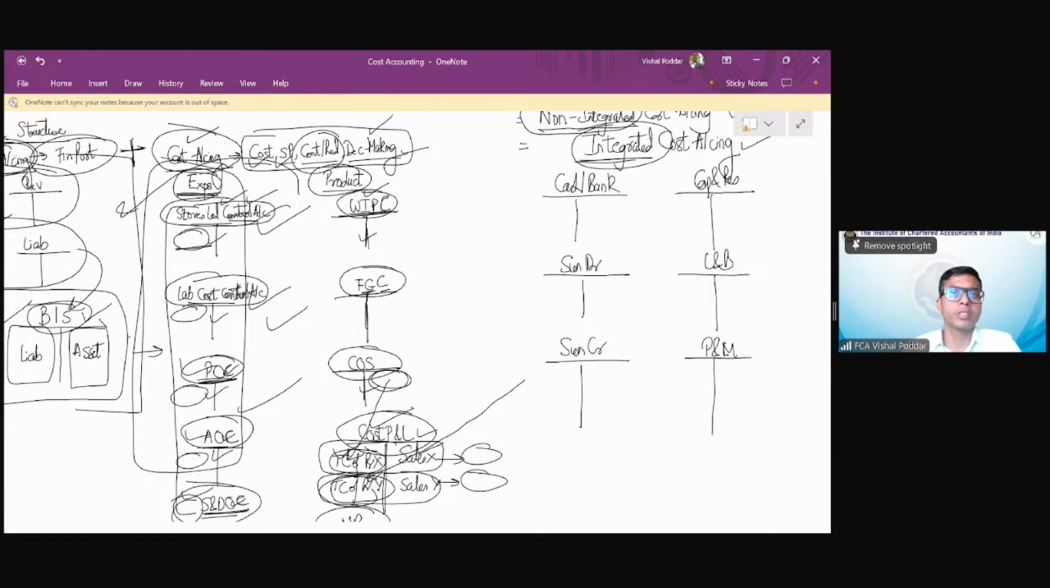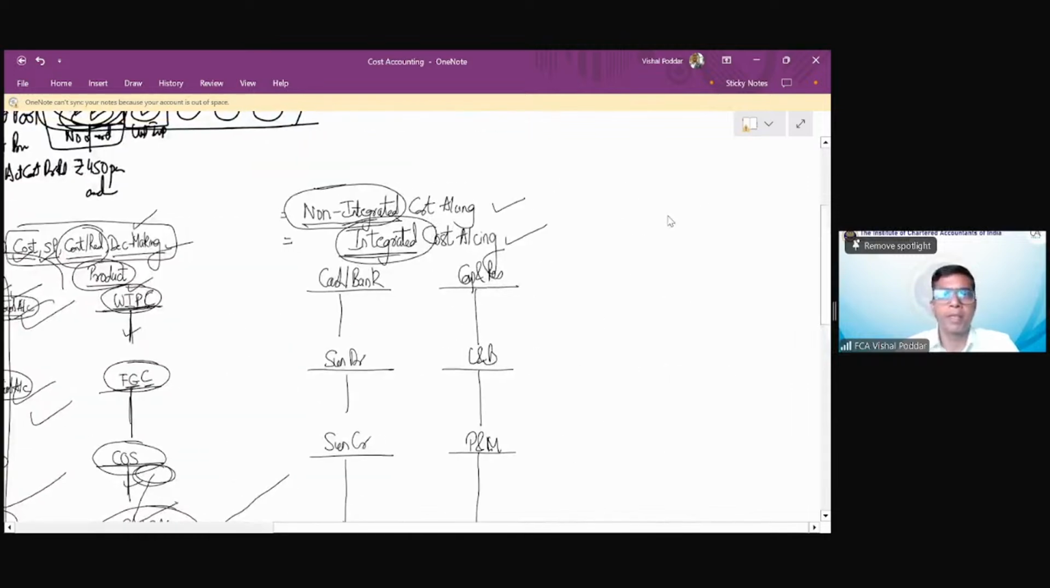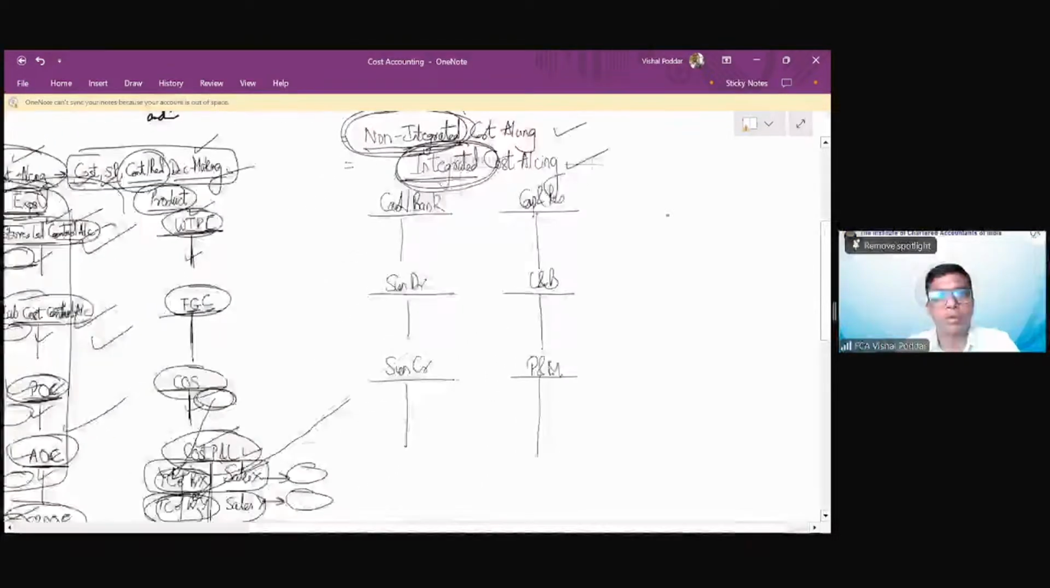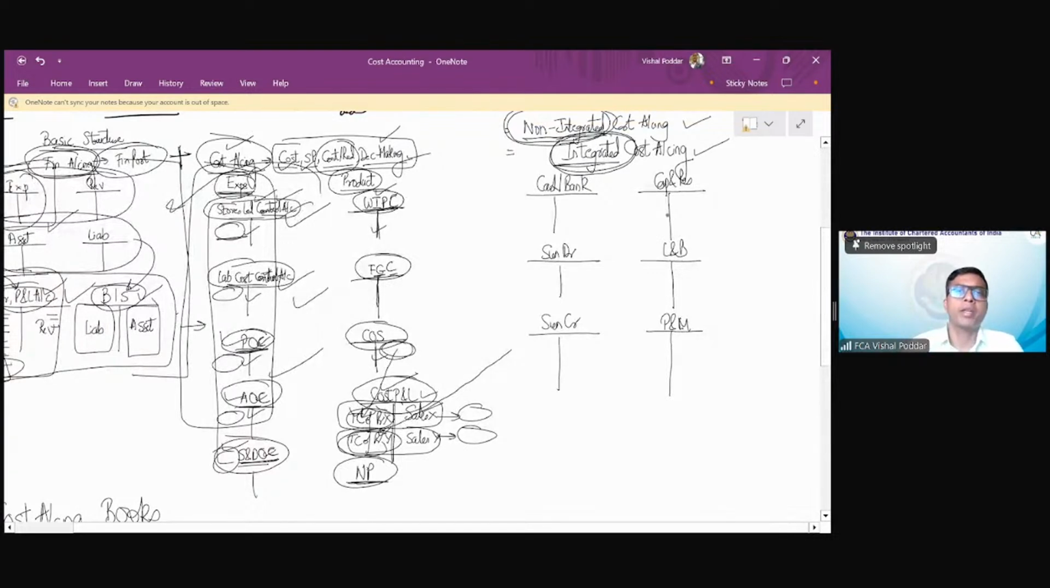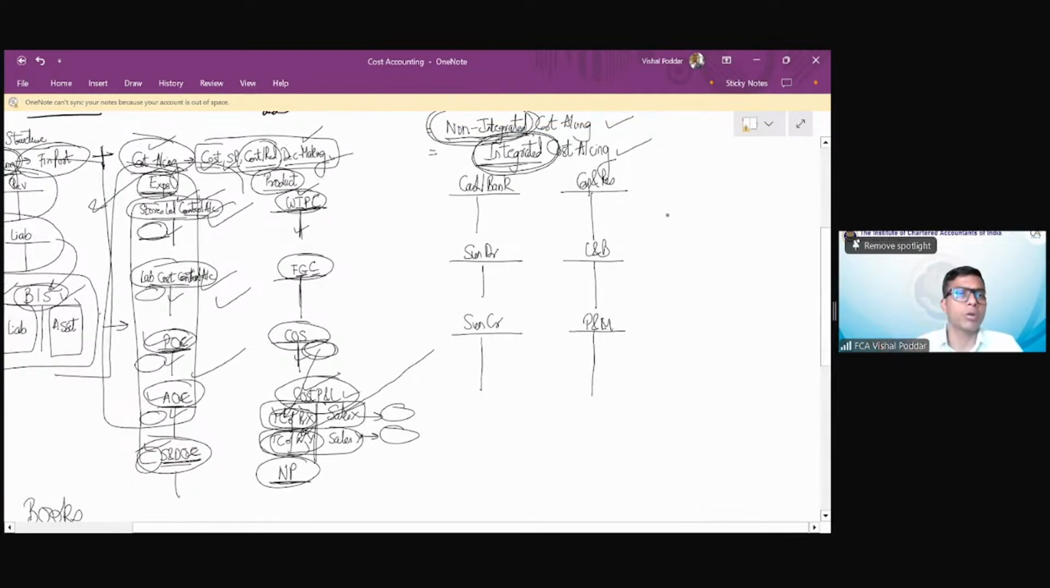Here comes the difference between integrated and non-integrated. Firstly, what was integrated? Where I merge financial books and cost books and make only one set of books, it is called integrated. Where I prepare separate books for each, cost separate books, financial separate books, it is non-integrated. Now understand this. If I have to follow the integrated cost accounting approach, that is merge both the set of books, then the accounts which I'll be preparing is exactly what you can see on the screen.